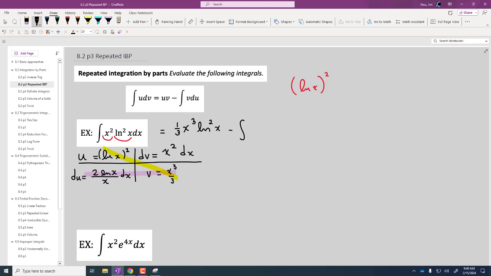Let's get our constants together here. It looks like a 2 divided by 3, so we can pop that out in front. 2 divided by 3. And on the inside, it looks like one of the x's is going to cancel. So we're going to get an x squared ln x. Everybody agree with that? Yes. So we get that.